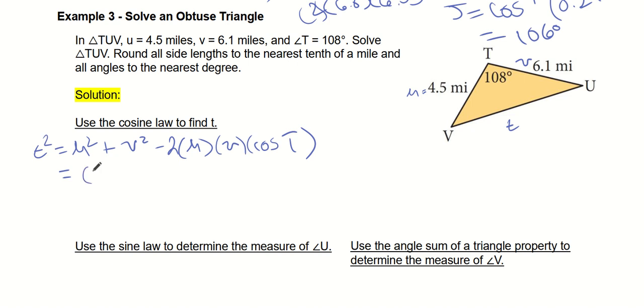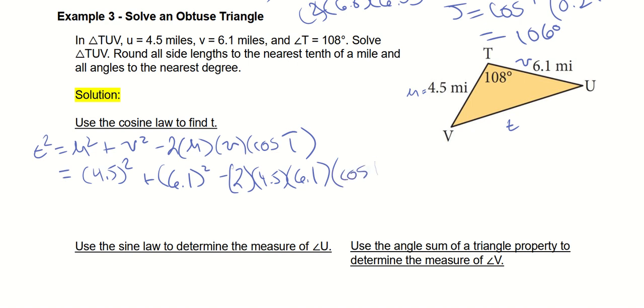I have here bracket 4.5 squared. If you guys want to take shortcuts, you can take shortcuts, but I'm just doing this the long way because some of your math is not as strong, so I'm trying to show all steps. Minus 2, and I'm gonna put this in brackets so you guys can see everything is multiplied. So 4.5, bracket 6.1, bracket, another bracket cos 108, brackets.